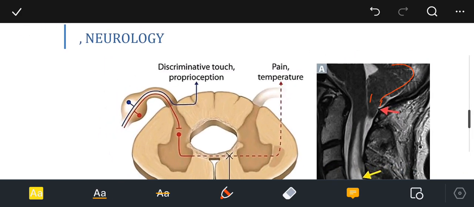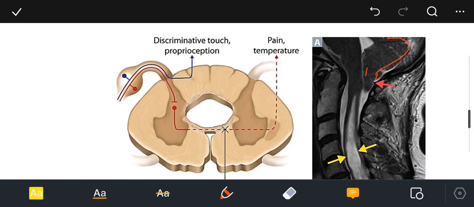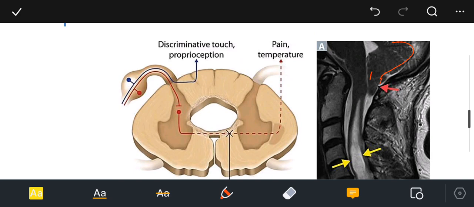Then here you can see, I guess this is a picture from UWorld or maybe First Aid, that the discriminative touch carried by the dorsal column is intact and not affected. The fine touch, the touch that we test with pinpoint needles and stuff like that, is intact, but the pain and temperature along with the crude touch is lost.